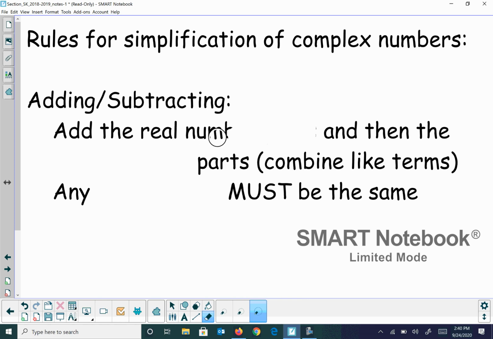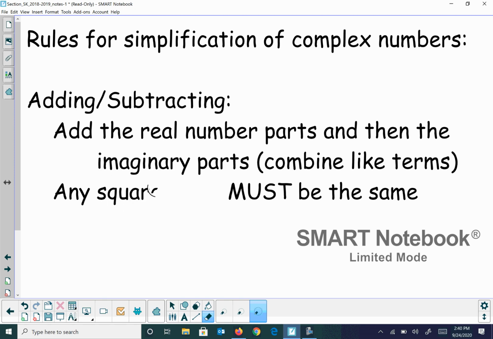When we're adding and subtracting, add the real number parts, and then add the imaginary number parts. Any square roots must be the same roots. Anything else for me to erase?